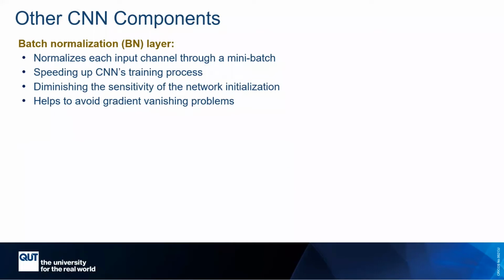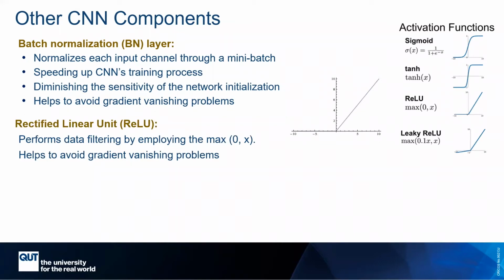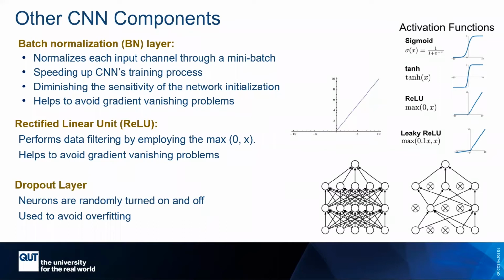Another component of the CNN is batch normalization, where we normalize the input channel through the mini-batch. This kind of layer helps speed up the CNN training process and even helps in avoiding the gradient vanishing problem, and we will talk about this problem later on. Another type is activation functions like tanh, rectified linear unit, and sigmoid. One of the good ones is the rectified linear unit, which also helps avoid the gradient vanishing problem.